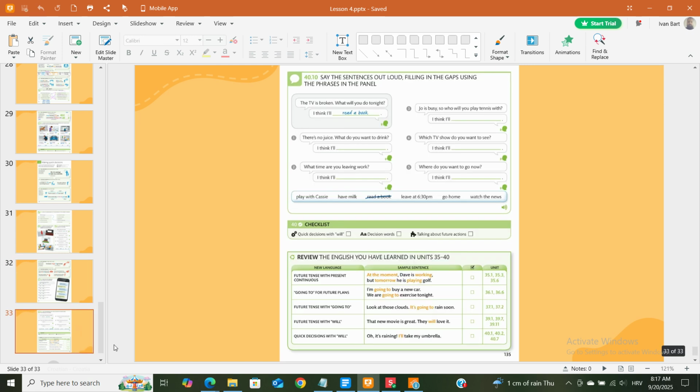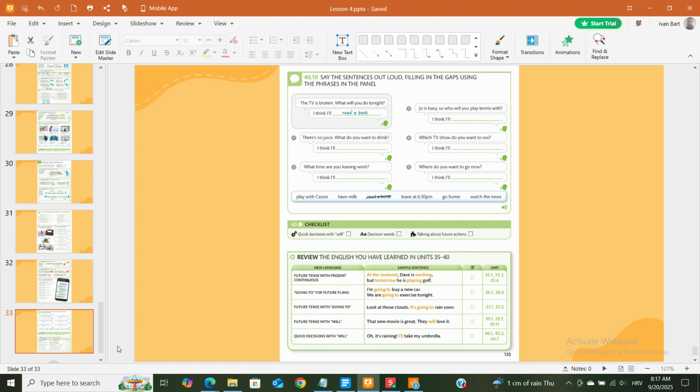40.10 Say the sentences out loud, filling in the gaps using the phrases in the panel. The TV is broken. What will you do tonight? I think I'll read a book. Joe is busy, so who will you play tennis with? I think I'll play with Cassie. There's no juice. What do you want to drink? I think I'll have milk. Which TV show do you want to see? I think I'll watch the news. What time are you leaving work? I think I'll leave at 6:30 p.m. Where do you want to go now? I think I'll go home.